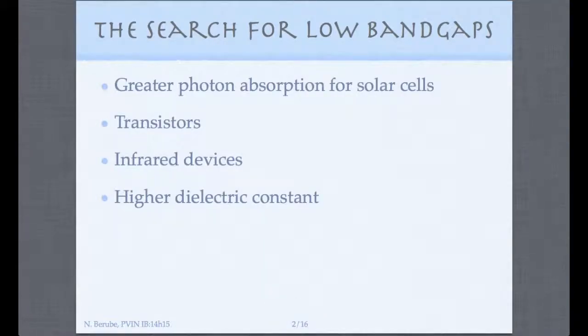I can't really. Okay. So this work has been motivated by the search for low band gap polymers. And low band gap polymers actually have plenty of applications, mostly motivated by a greater photon absorption in solar cells, but can also be used as suitable candidates for organic transistors or organic infrared devices, or just organic materials with higher dielectric constant, which would have higher charge mobility.